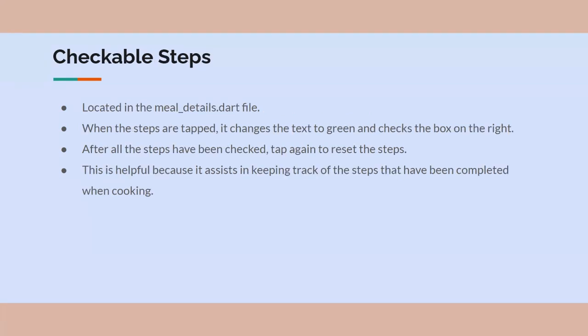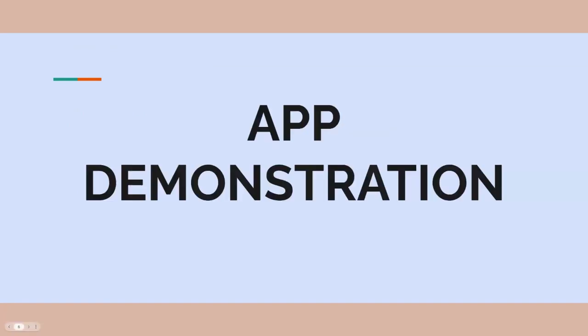For the checkable steps, instead of creating a new file, everything for this is done in the meals details Dart file that we already created. When the steps are tapped, it changes the text to green and checks the box on the right. After all the steps have been checked, tapping again basically resets all the steps. The reason why we created this upgrade was because it helps people keep track of the steps that have been completed when cooking. And here is a demonstration of the app.